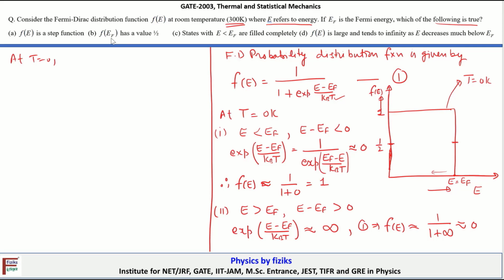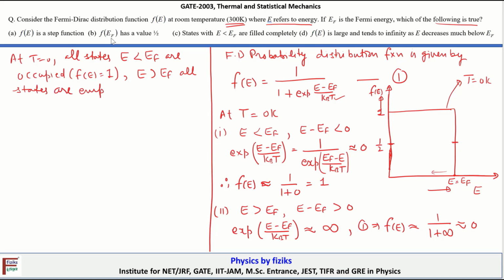Now I'm going to convey the message verbally for this diagram that I have drawn here. At T equal to 0, all states with energy E smaller than EF are occupied. Why? Because f of E is equal to a non-zero value, unity. Whereas for energy greater than EF at absolute 0, all states are empty. Why? Because f of E is equal to 0 here.